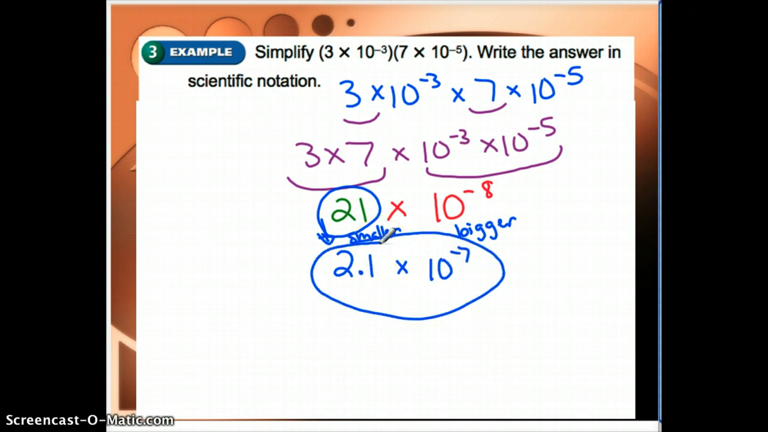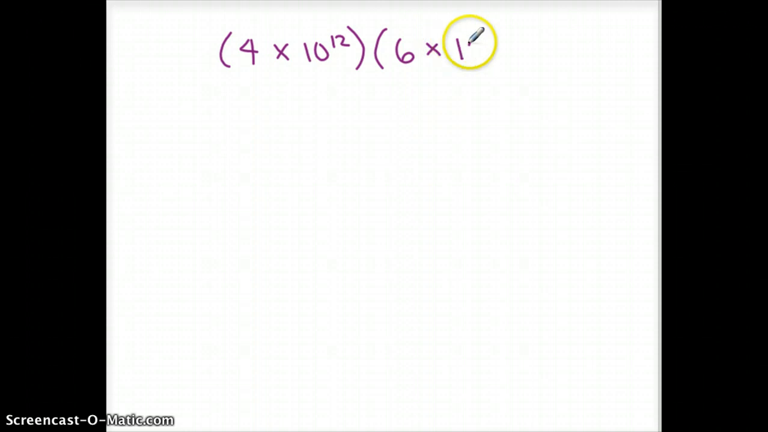And that's my final answer, and that's in scientific notation. So that looks a lot more doable. I think I'll give you one of those to try on your own and see if you can get it. So very similar. We'll do 4 times 10 to the 12th times 6 times 10 to the negative 4. Okay, so try that on your own and then check back with my answer.